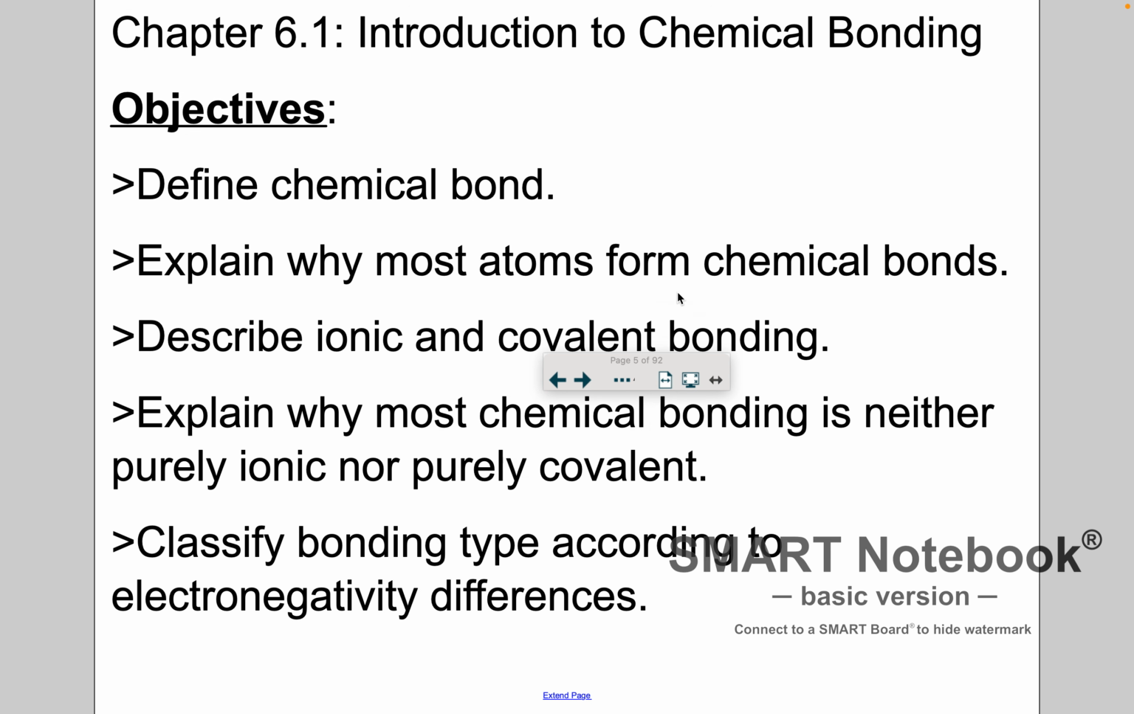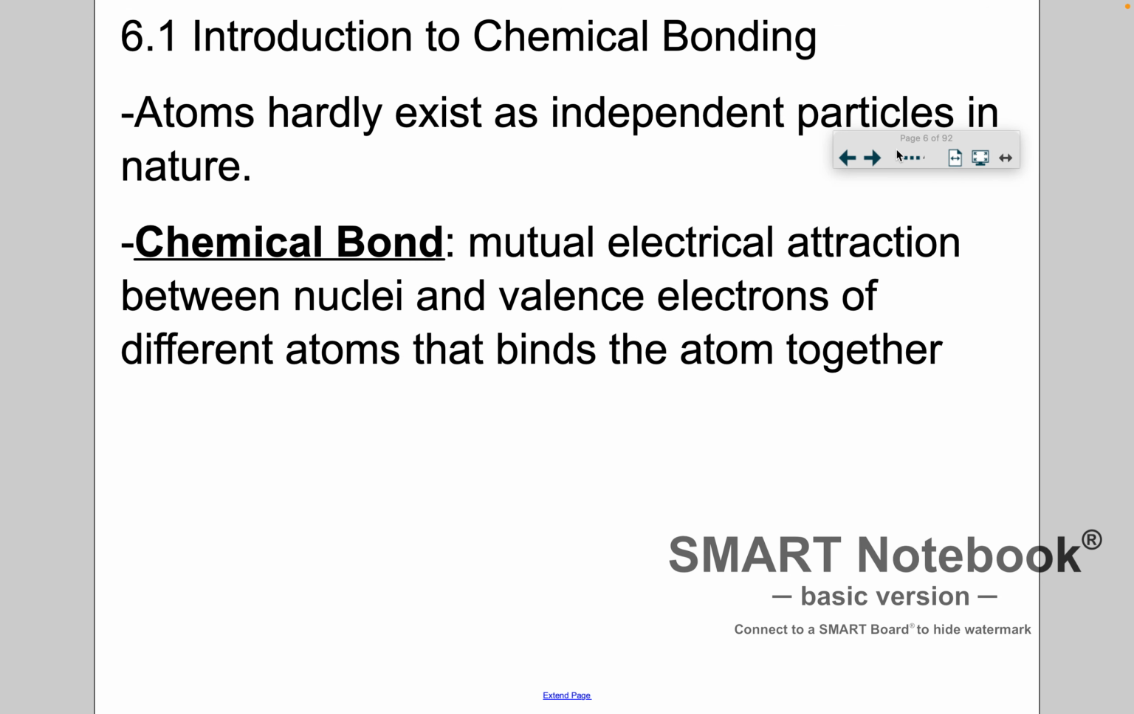So today's learning objectives. What's a chemical bond? Why do atoms form chemical bonds? What's the difference between ionic and covalent bonding? Why most chemical bonding is neither purely ionic nor purely covalent. And then you will end with classifying bond types based on electronegativity differences. And that's what your assignment will be based on.